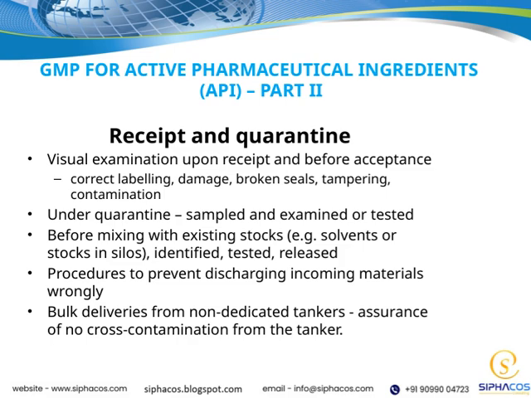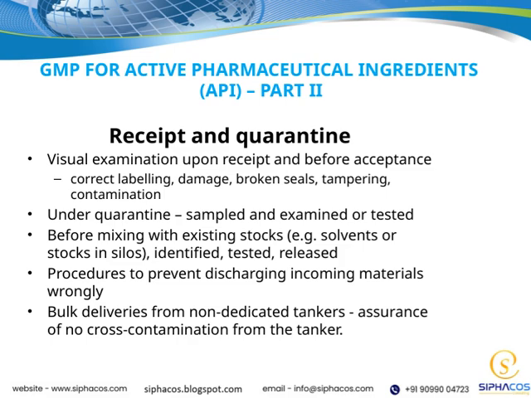Before we mix these ingredients with existing stocks, such as solvents or stocks stored in silos, we make sure they are properly identified, tested, and authorized for release. This prevents any mix-ups or contamination in our manufacturing process.